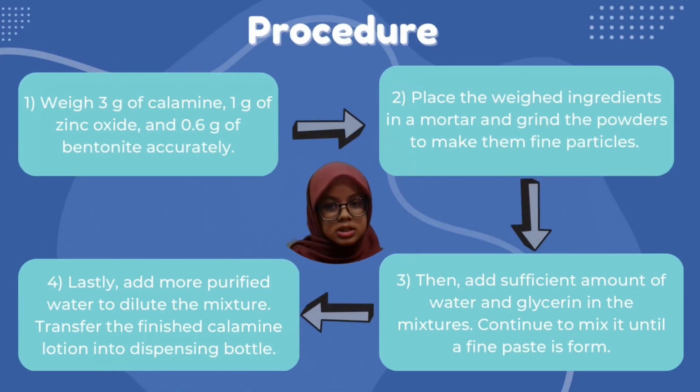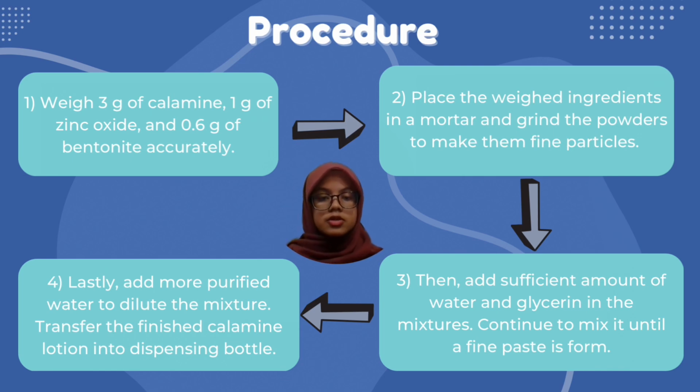Firstly, weigh 3 gram of calamine powder, 1 gram of zinc oxide, and 0.6 gram of bentonite accurately. In this step, we use an electronic analytical balance to weigh all the ingredients. Secondly, place the weighed ingredients in a mortar and grind the powders into fine particles. In this step, we use a pestle and mortar to make sure the ingredients are mixed well.